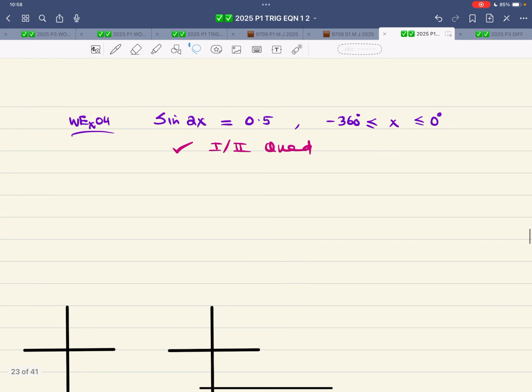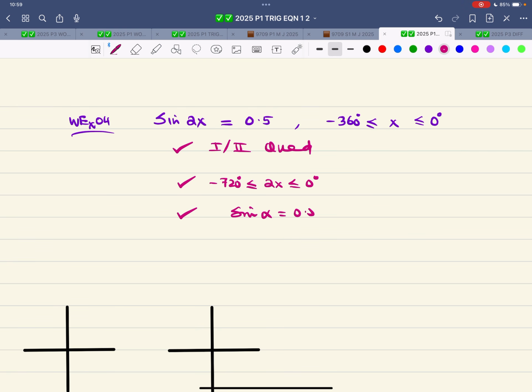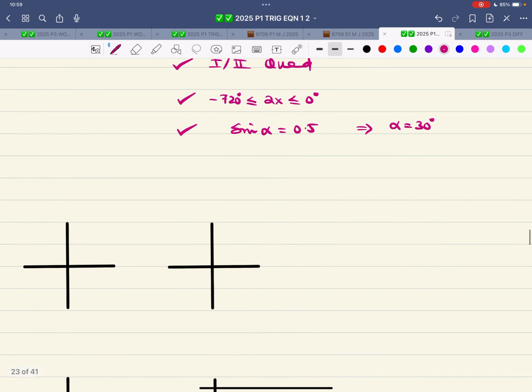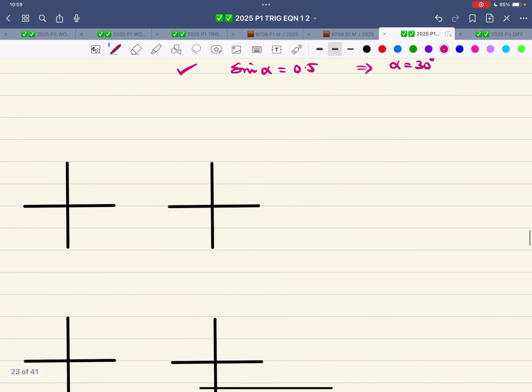That is perfect. So now first and second quadrant, the second thing, 2x lies between, this is negative 720 and this is 0 degrees. The third thing, what is that? Basic angle, sine alpha is 0.5, therefore alpha is 30 degrees. And now let's start working over here.